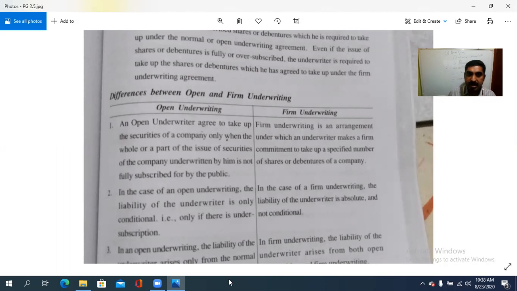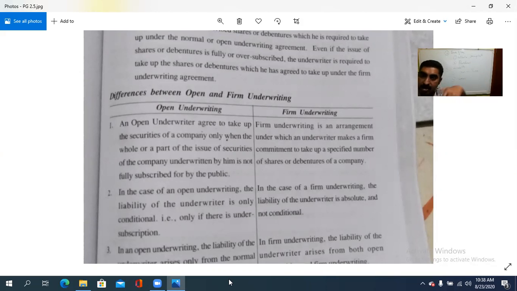An open underwriter agrees to take up the securities of a company only when the whole or part of the issue of the shares of the company underwritten by him is not fully subscribed by the public. While firm underwriting is the arrangement under which the underwriter makes a firm commitment to take a fixed or specified number of shares or debentures of a company. Even though there is more than that number, they will take only a specified number. That is the case with the open as well as firm.